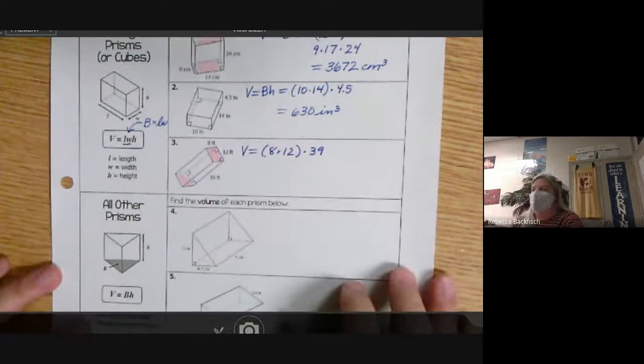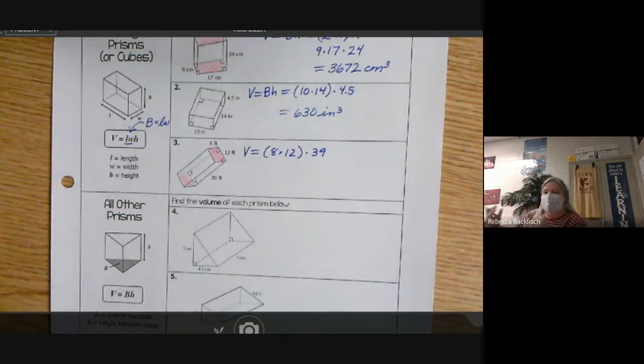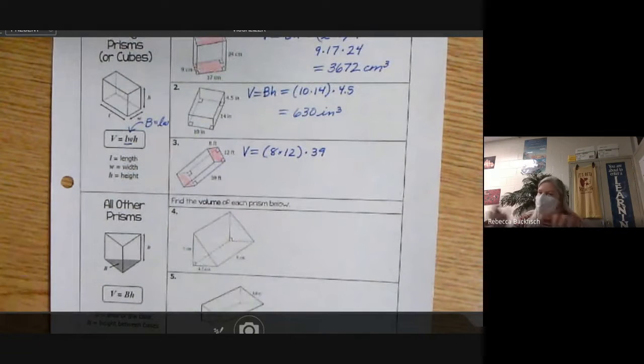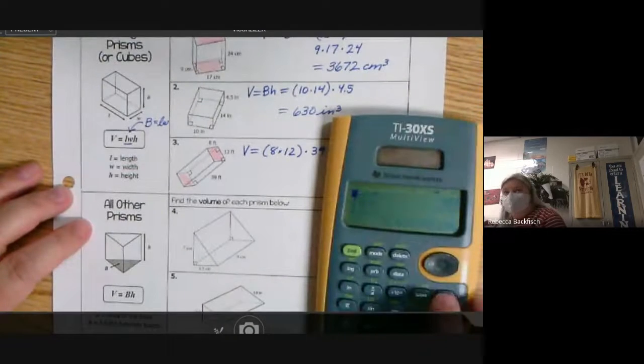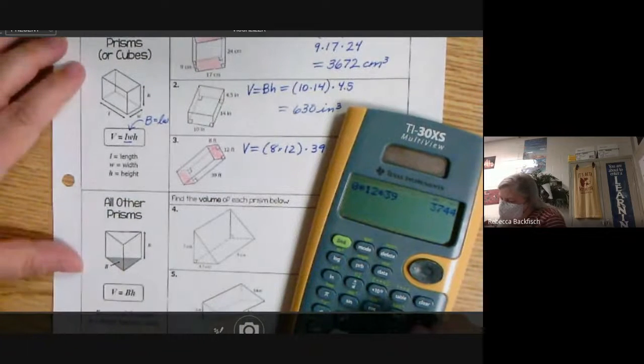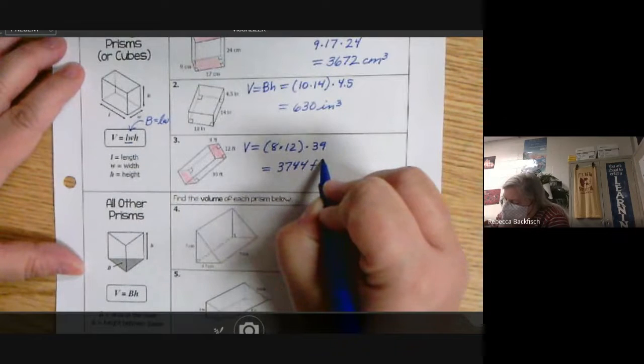Keep in mind, there's a property called the associative property that says when I'm multiplying three things, it doesn't matter how I group them. There's a multiplication associative property, and there's an addition one. That basically says if you want to do 12 times 39 first and then times 8, that's fine. That's why it doesn't matter which one's the base. Okay? So we have 8 times 12 times 39. That gives me 3,744 cubic feet. Questions on any of those?